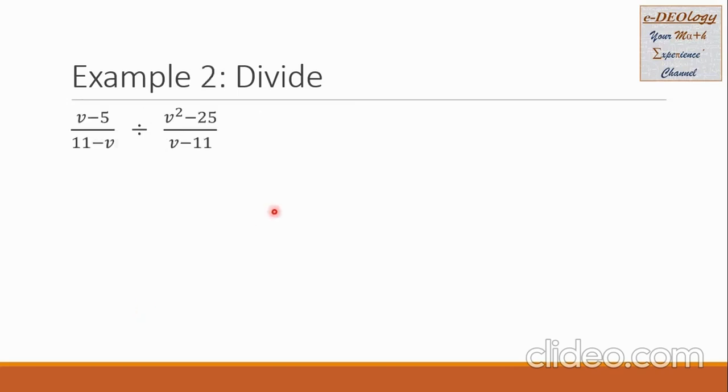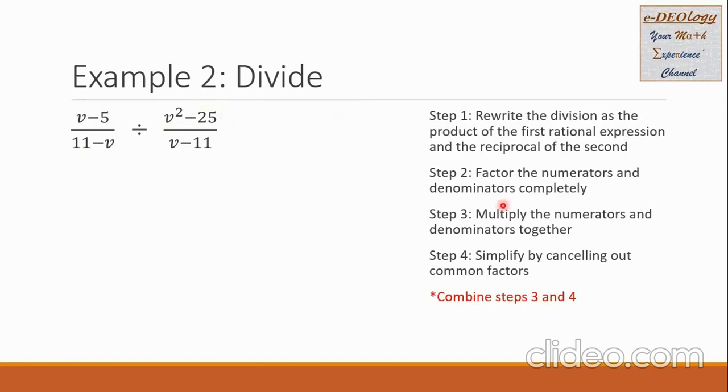Let's have example 2. Divide the rational expressions v minus 5 over 11 minus v divided by v squared minus 25 over v minus 11. So I wrote all the steps here. I will apply step 1 to write again this problem, but I will change the division into multiplication and take the reciprocal of the second rational expression.